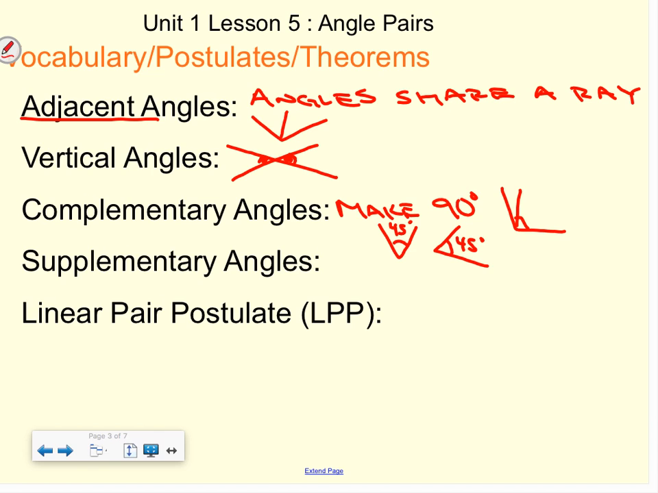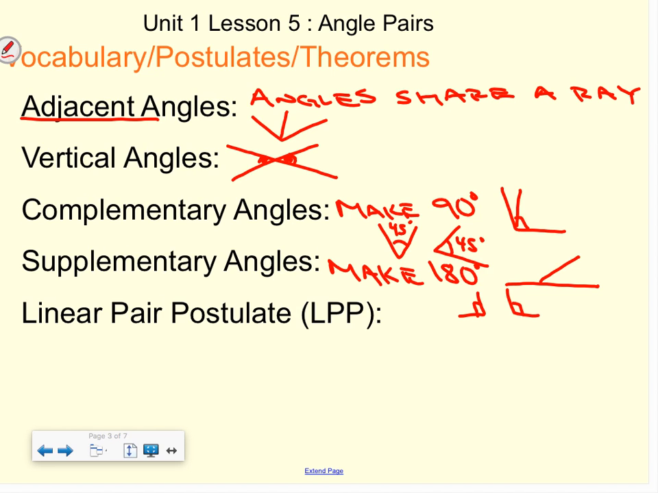Supplementary angles make 180 degrees, right? Just like complementary angles make 90, they don't have to be together. Same with supplementary angles. I could have them just like this. So these are supplementary because they make 180 degrees, or you could simply have two supplementary angles that are both 90 degrees and they make 180, and so these two are also supplementary.